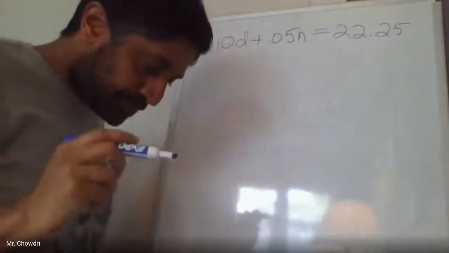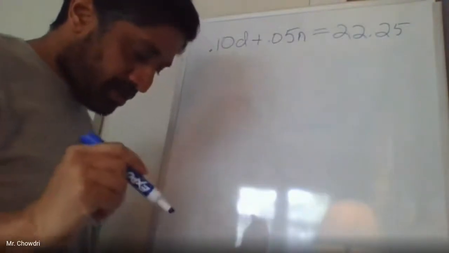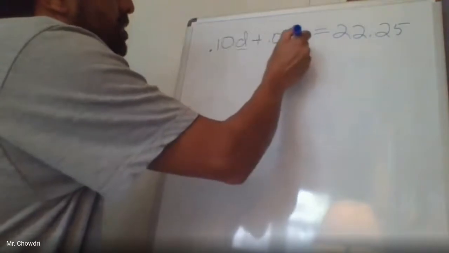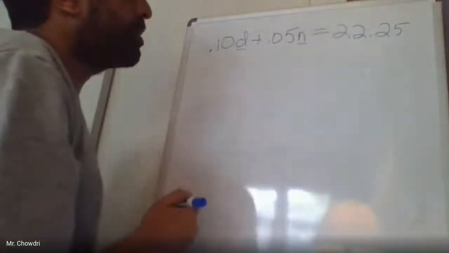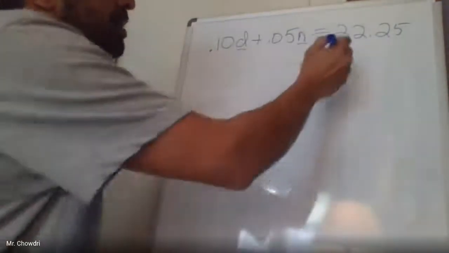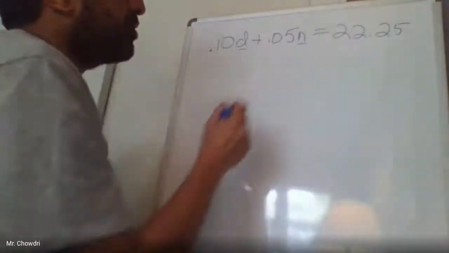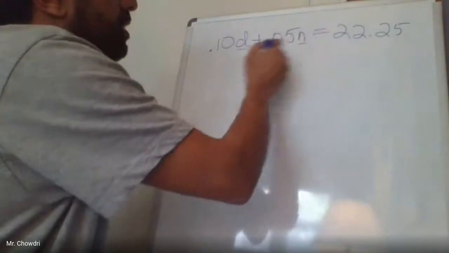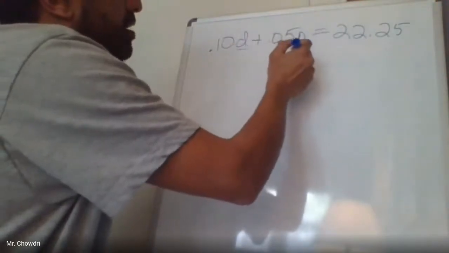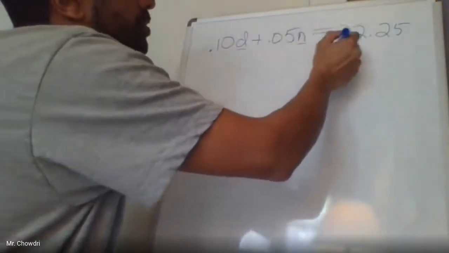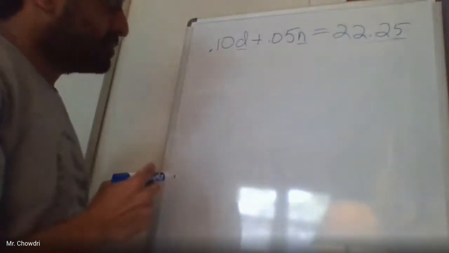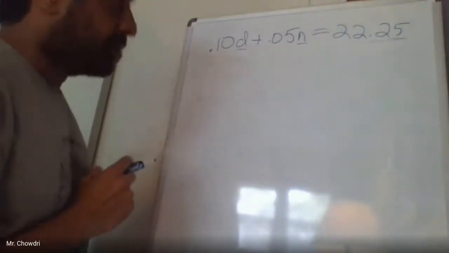So the question is, what are two values of D and N? What are two possible combinations of D and N that would make this equation true? That is, what number of dimes and nickels do I have that could add up to $22.25? So it could be any combination.